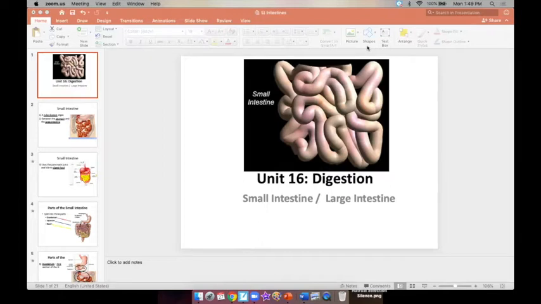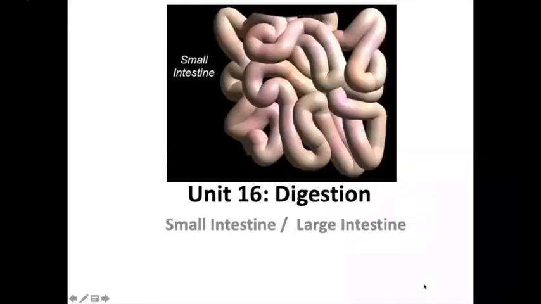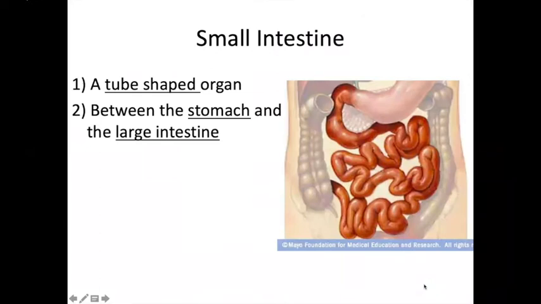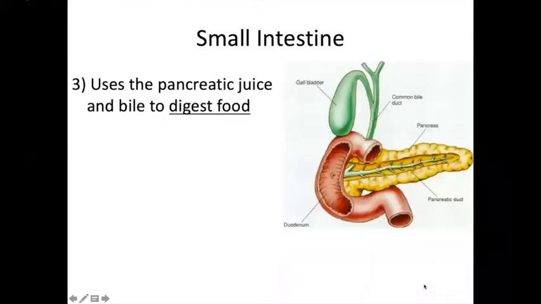Now it's time to talk about where we currently are, the intestines, specifically the small intestine is where we're going in for this. Let's make this bigger here. Your small intestine is a tube-shaped organ between the stomach and the large intestine. Right? Uses the pancreatic juice and bile to digest food. Right? So this is the first part of your small intestine right here. So up here, not shown, would have been your stomach.